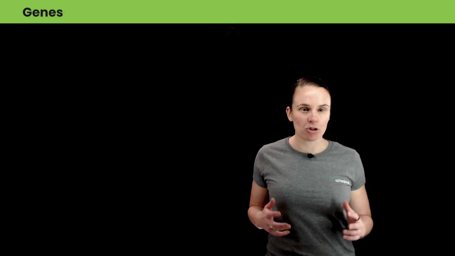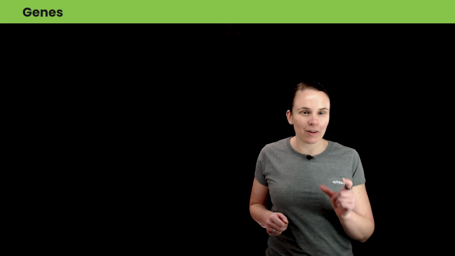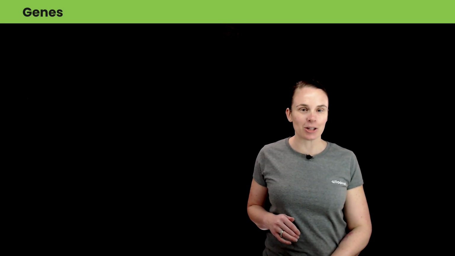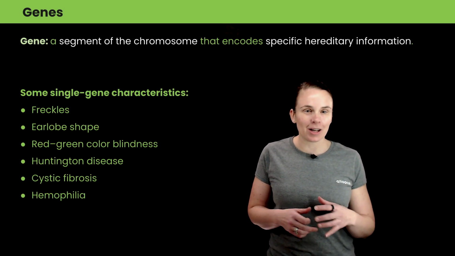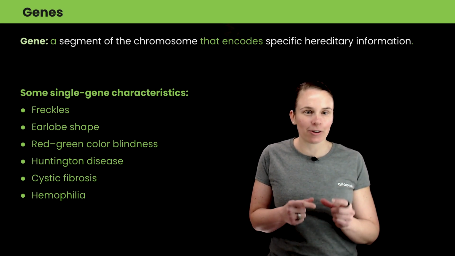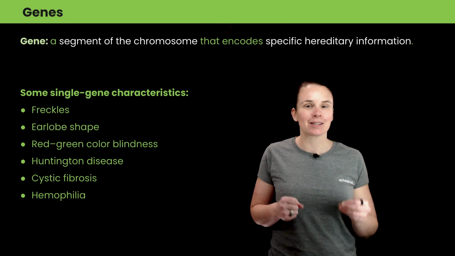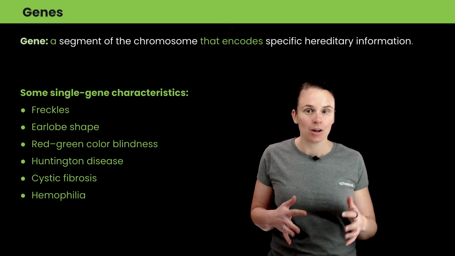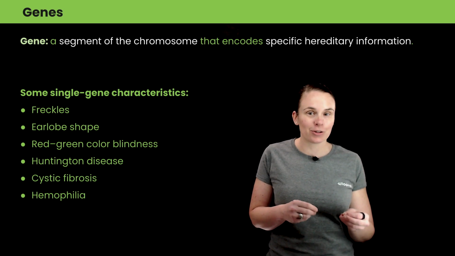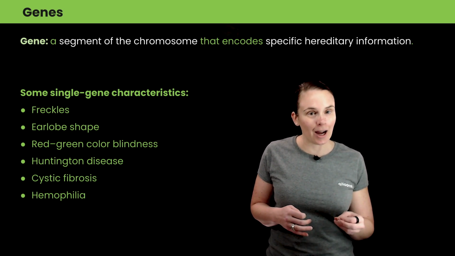So now let's talk about genes. Genes are specific segments along the DNA that are responsible for certain hereditary information. And what's important to recognize about genes is they're kind of like recipes. They're different codes responsible for different single gene characteristics. So for example, I have a recipe for creating freckles, or a recipe for your eye color, or a recipe for your earlobe shape.